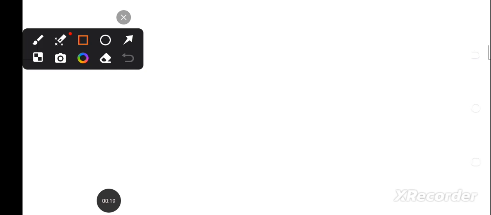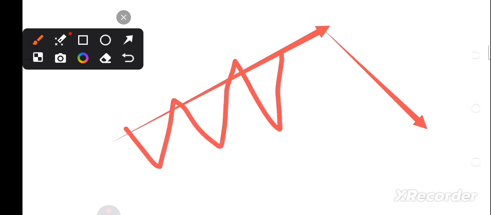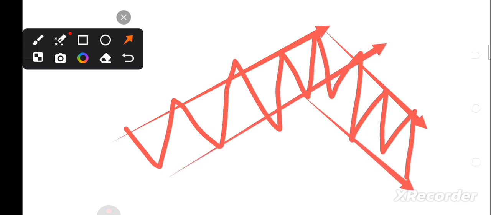In this class, we're going to discuss major and minor trends. When we talk about trend, we are simply talking about the market direction. The markets may either be going up or going down. So that is trend.